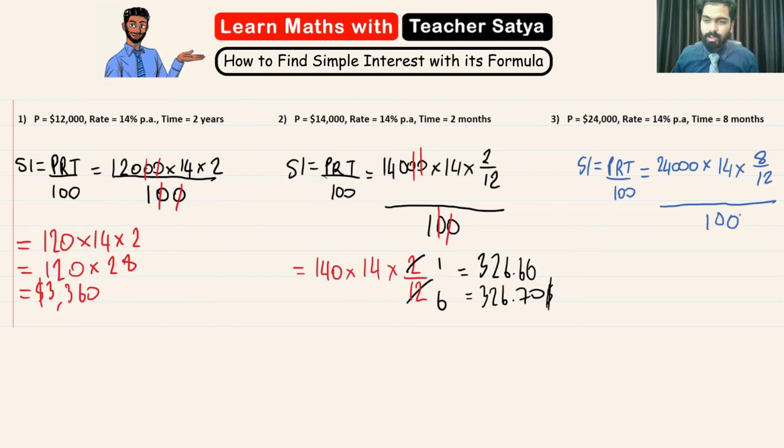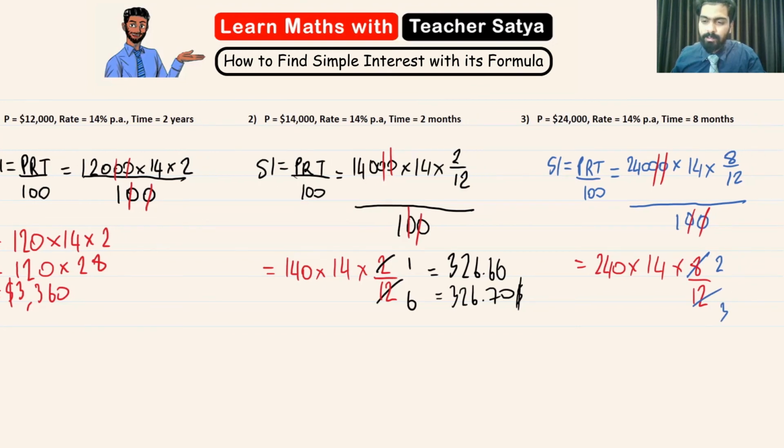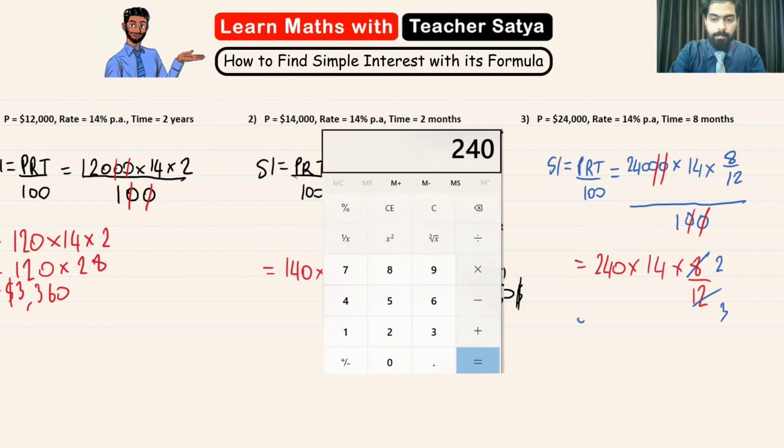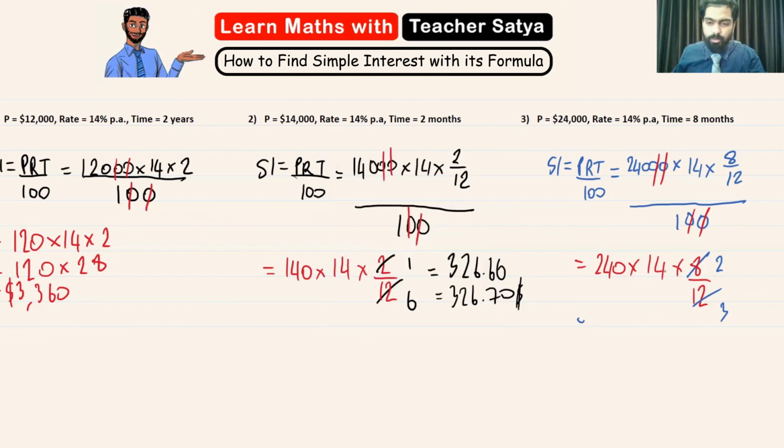Again, in this case, we can start out by simplifying the zeros. And what we have left is 240 multiplied by 14 multiplied by 8 over 12, right, guys? Now, if we divide both by 4, we would have 2 and 3. And the final answer would give us 240 multiplied by 14 times 2 and then divided by 3 will give us 2240. So the simple interest is $2,240, and that is how we would find the simple interest using its formula.